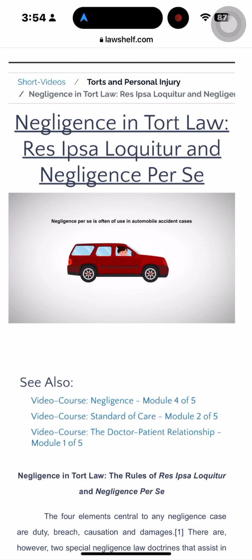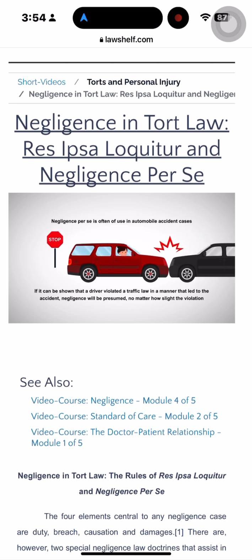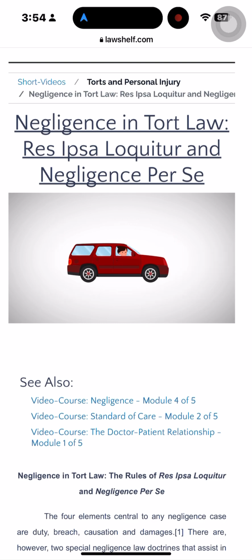Negligence per se is often of use in automobile accident cases. If it can be shown that a driver violated a traffic law in a manner that led to the accident, negligence will be presumed no matter how slight the violation. So for example, if a driver drives 35 miles per hour in a 30 mile per hour zone, she is presumed to be negligent, even though it's quite possible that she was driving no faster than most people on the same road.